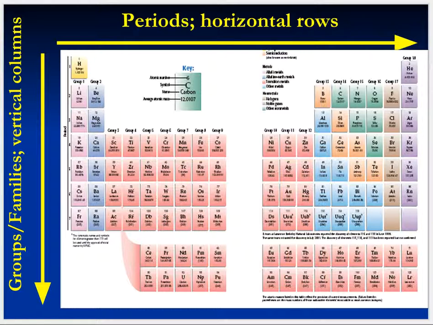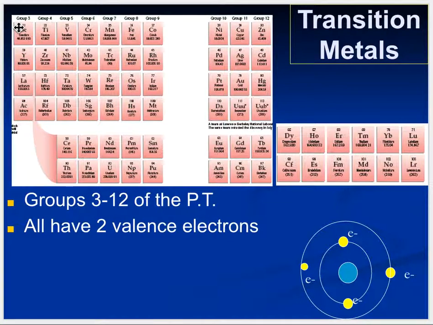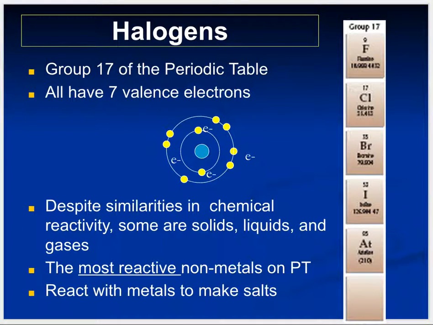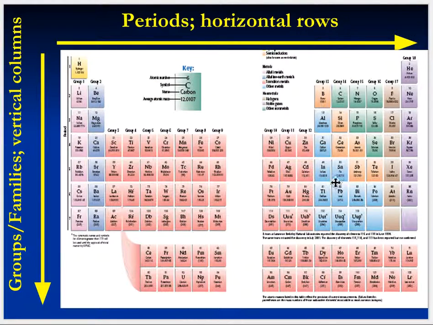Then we have all these metals in the middle that are called the transition metals. That would be groups 3 through 12. All of these metals have 2 valence electrons as well. And then we're going to jump over to the one that's the farthest over. So let's look at our periodic table. So these are transition metals.